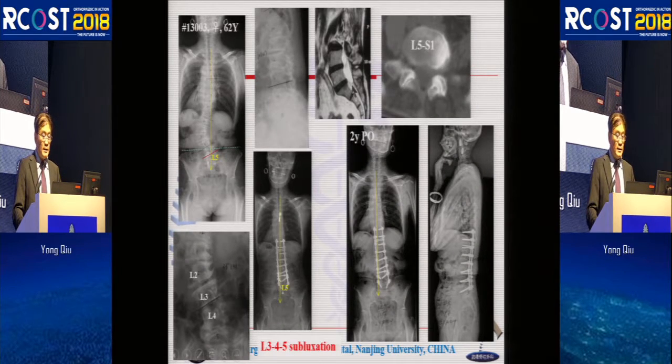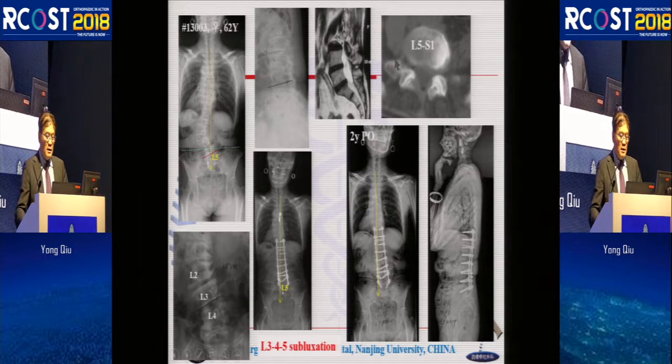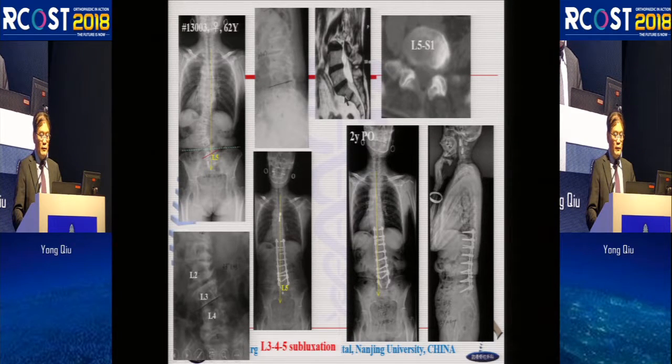And here is another patient with a very healthy L5-S1 disc. We stopped at L5, but as you can see, the patient developed coronal imbalance with time. Immediately after surgery it's okay, but at the 2 year follow-up, imbalance. Why, in this patient with a very healthy L5-S1 disc? This complication is related to L2, L3, L4 multi-level subluxation. Subluxation means unstable.